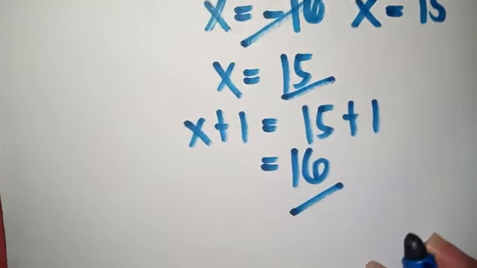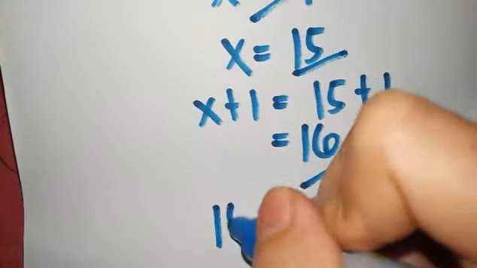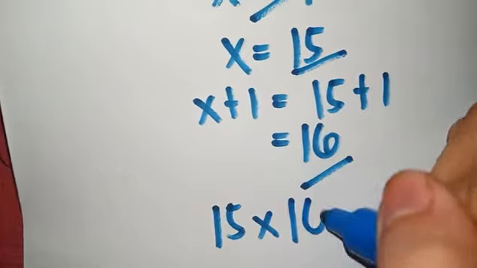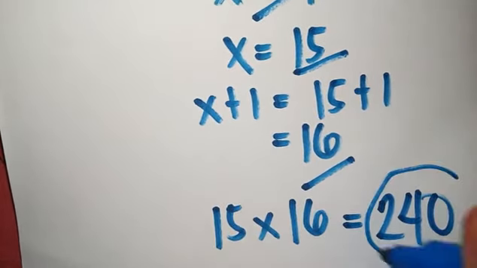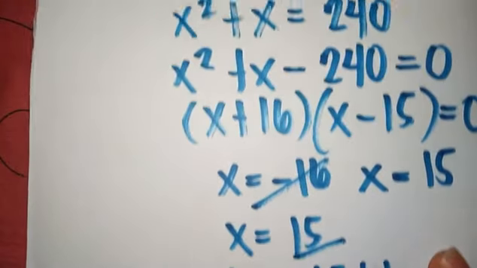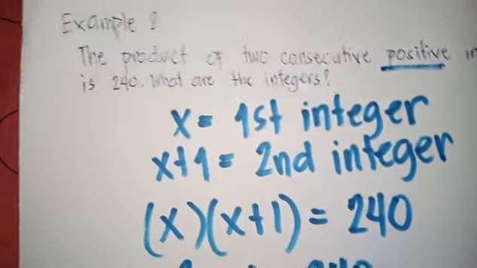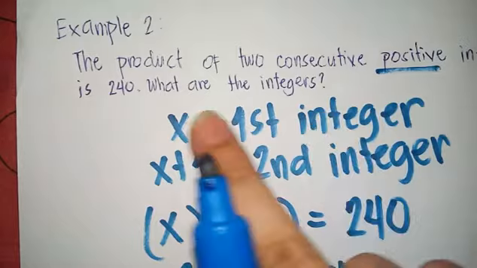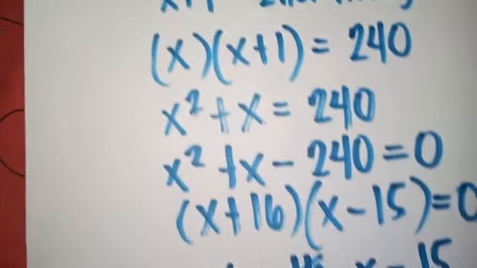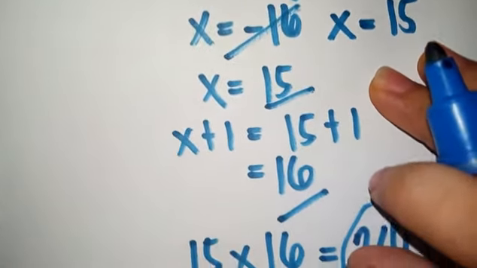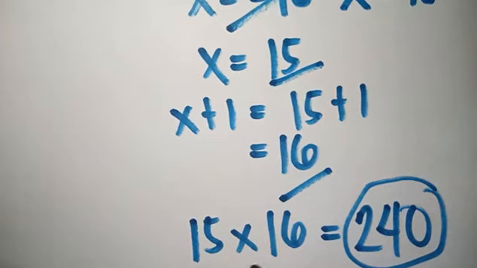So, para ma-check natin, i-multiply lang natin. So, we have 15 times 16 will give us 240, which is sinabi kanina doon sa ating given problem na the product of two consecutive positive integers is 240. So, ibig sabihin, tama yung mga nakuha nating integers na 15 and 16.